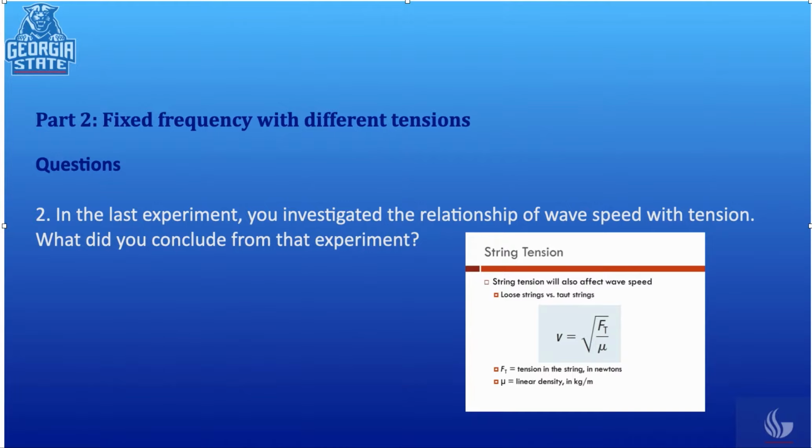Question 2. In the last experiment, you investigated the relationship of wave speed with tension. What did you conclude from that experiment? So in the previous experiment, you worked out what would be the relationship of the wave speed with tension. For your help, I may introduce a formula that we have v equals square root of tension divided by mass density. So you can conclude what's the relationship of this.